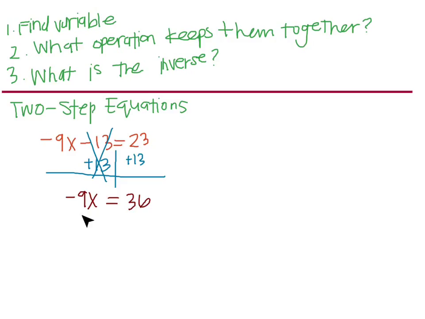Now I have to do my second step. I need to break up the negative 9 and the x. So, to do that, I ask myself, what is keeping the negative 9 next to the x? Multiplication. What is the opposite of multiplying? Dividing. So we're going to divide the left side by negative 9, so we can get rid of that 9. Divide the right side by negative 9. And what I'm left with in the end is x. I'm left with my equal sign, and I'm left with the number negative 4.